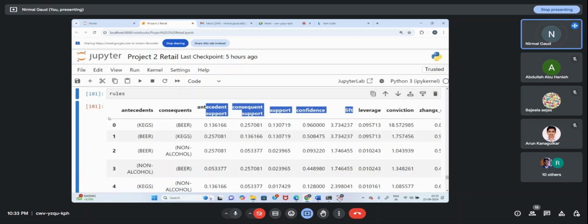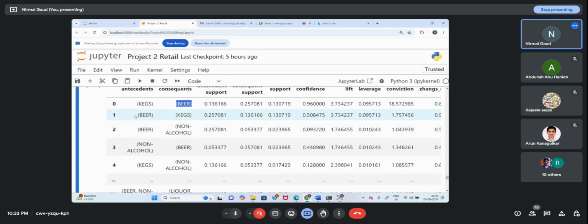Okay. So if cakes is sold, what is the chance that beer is sold? This is the support for each of them separately, and this is what I'm having. 0.96, 96% confident that if cakes are sold, beer will be sold, and so on. If beer is sold, cakes is sold, here is the confidence.